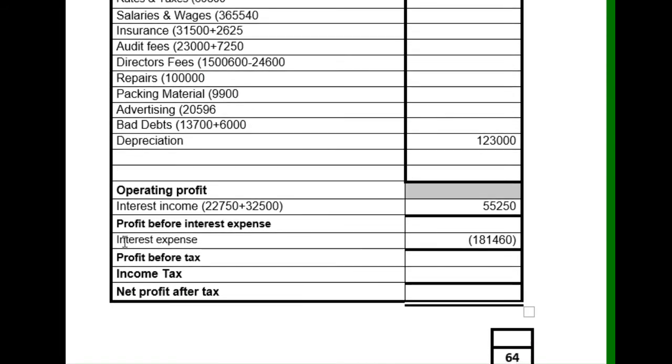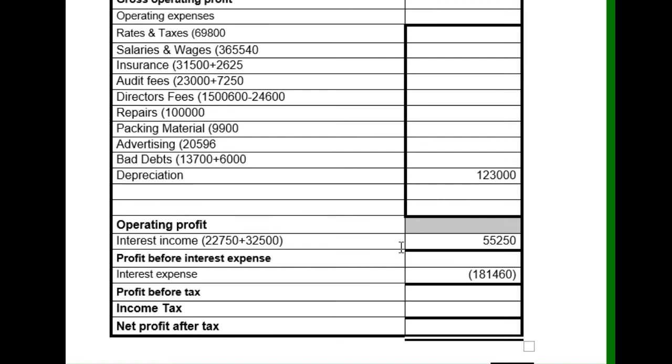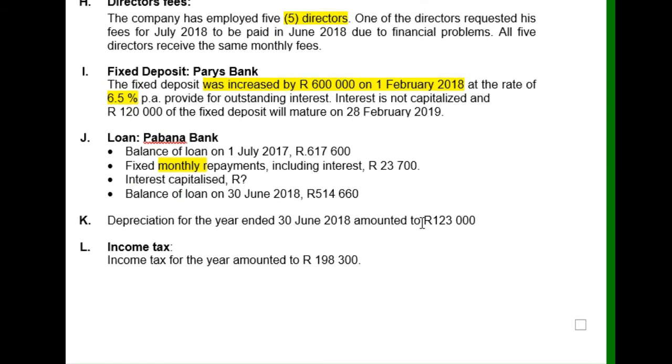That I must now put in on my income statement. So I'll go down to interest expense and I'll put in the 181,460. It's an expense, it must be in brackets. Good, so now we've done that adjustment. We can now just go back to the question to see what other adjustments we've got.